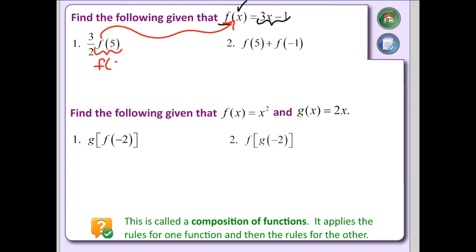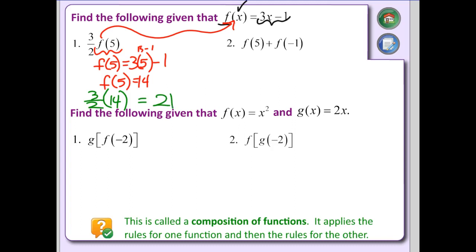Well, f of 5 equals 3 times 5, remember, they're telling me plugging in 5 for x, minus 1. So what is my function at 5? Well, that's going to be what? 15 minus 1, which equals 14. Now that I've figured out f of 5, I need 3/2 times 14. Okay, Mrs. Burton forgot to put her 1 up there when she wrote 14. Okay, so now what's 3/2 times 14? Well, that's going to equal 21.